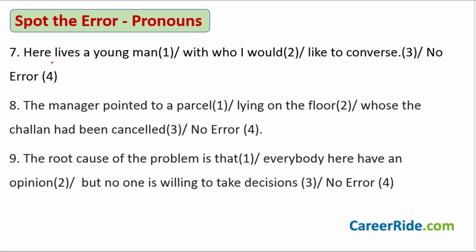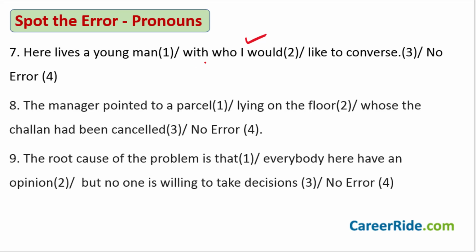Sentence number 7. Here lives a young man with whom I would like to converse. And the fourth part is no error. Now try to answer this for yourself. Which part of this sentence has a mistake in it? Here lives a young man. No mistake here. With whom I would like to converse. Okay, now this is the second part of the sentence that has got a mistake in it.